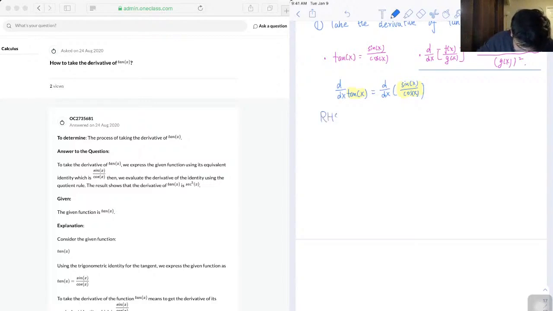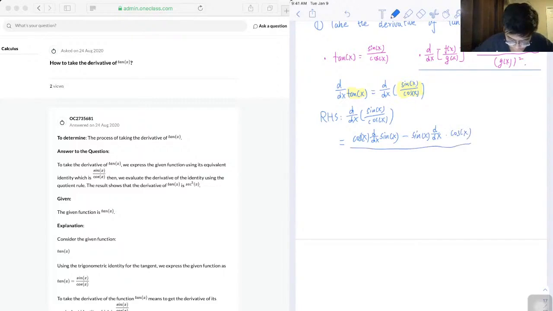So the right-hand side, d dx of sine x over cosine x, is equal to cosine x times d dx of sine x, minus sine x times d dx of cosine x, over cosine x squared, right?